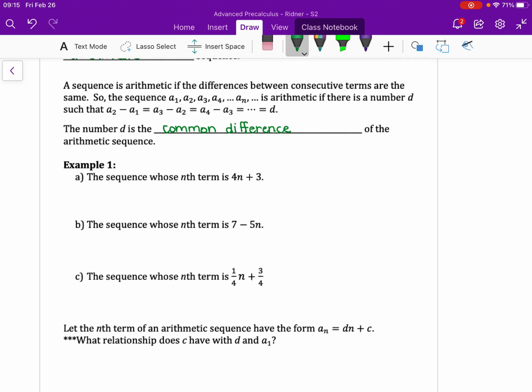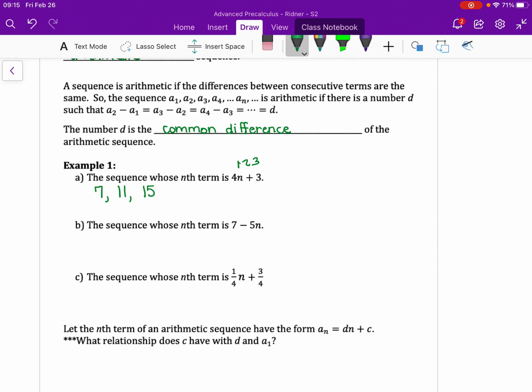I will probably just kind of keep on running. But what I can do is plug in 1, 2, and then 3. So if I plug in 1, 4 times 1 plus 3 is 7. 4 times 2 plus 3 is 11. 4 times 3 plus 3 is 15. That means that D must equal 4, because the common difference there is that it is adding 4 each time.